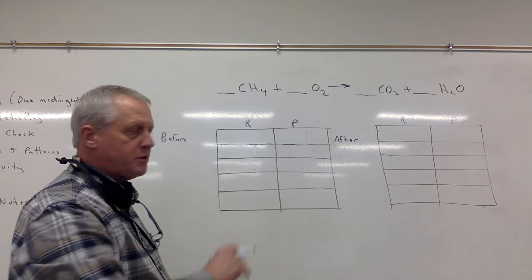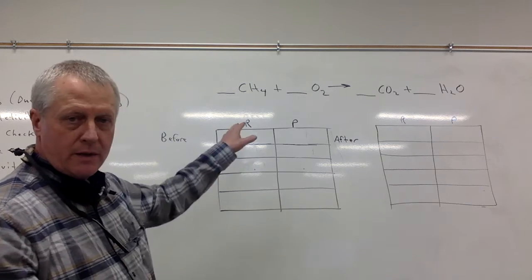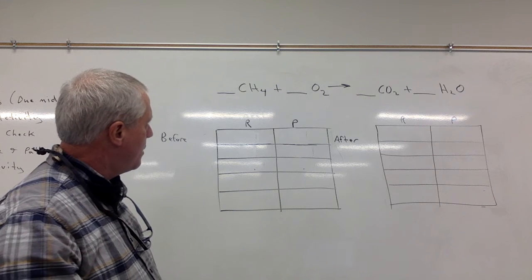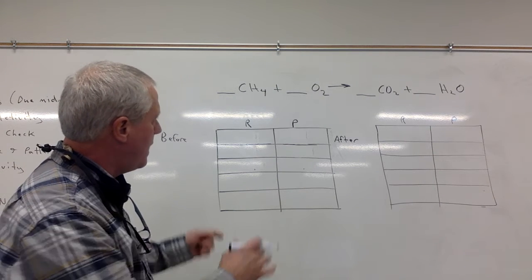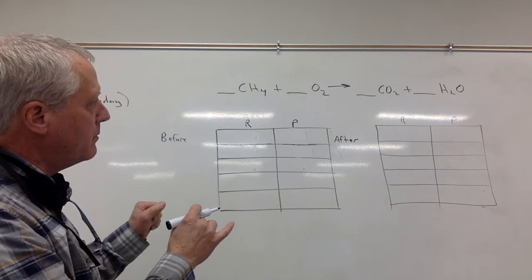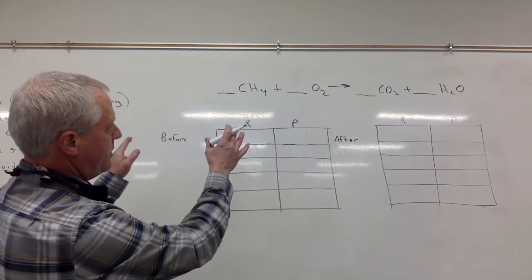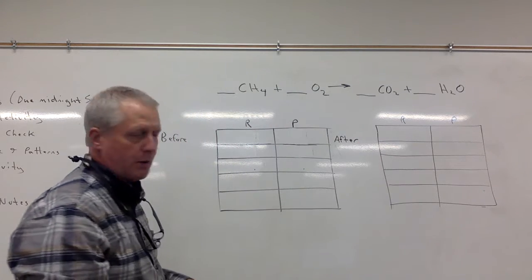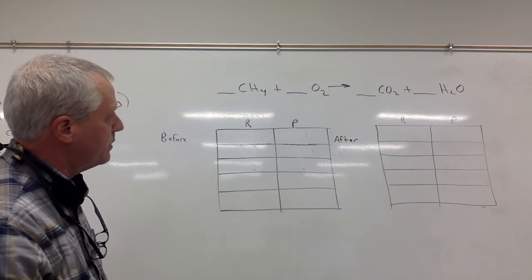I've got a couple charts here, a before and after, and then a problem to solve up here to balance. Okay, let's take a look then. How do you develop a strategy to solve this problem? We have to make sure that the atoms on the reactant side are equal to the products on the other side of the arrow.